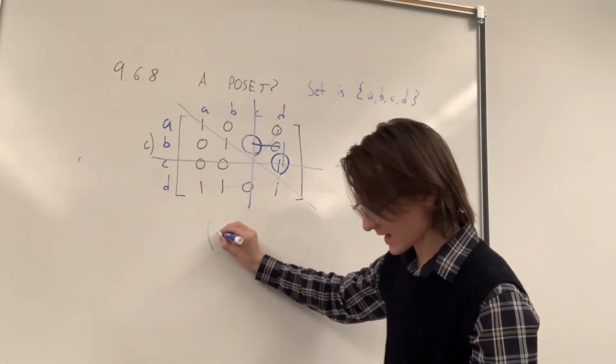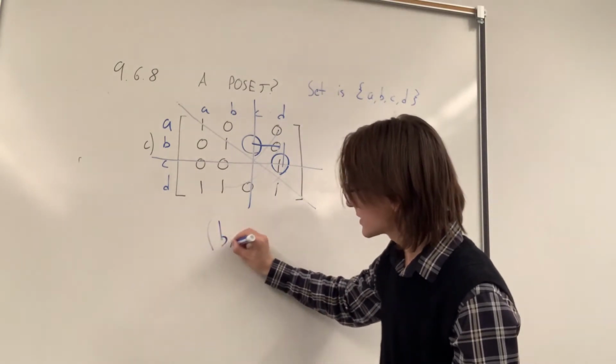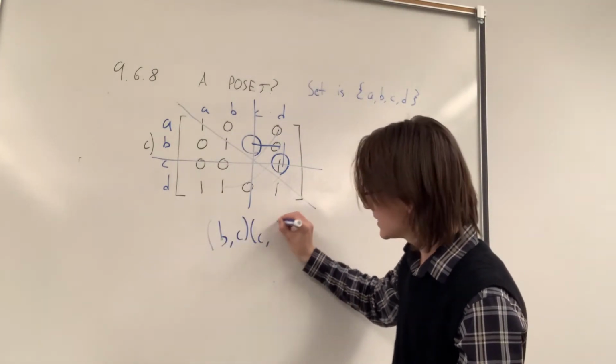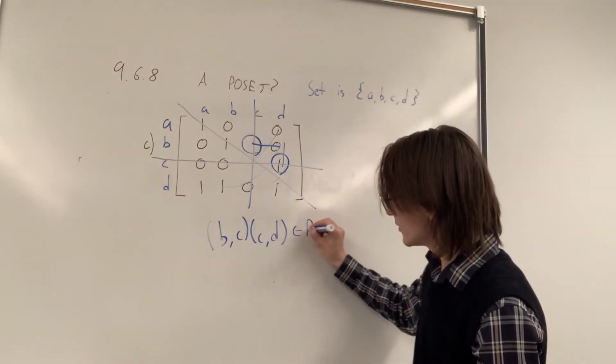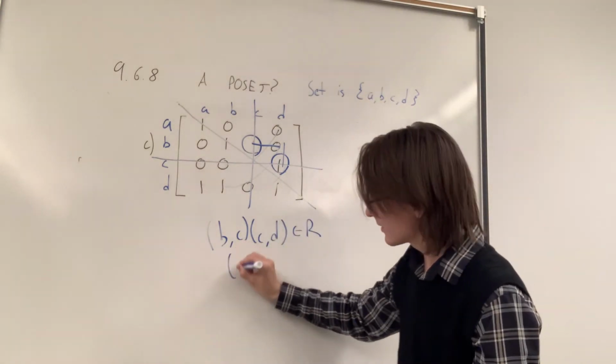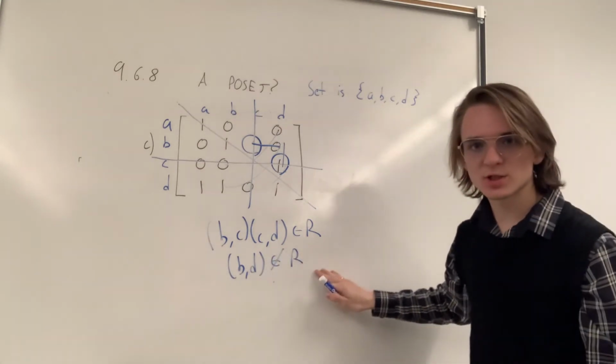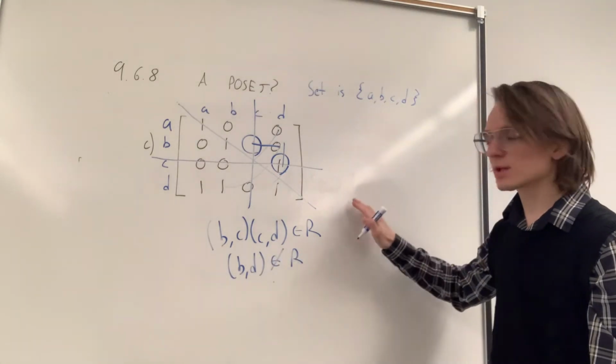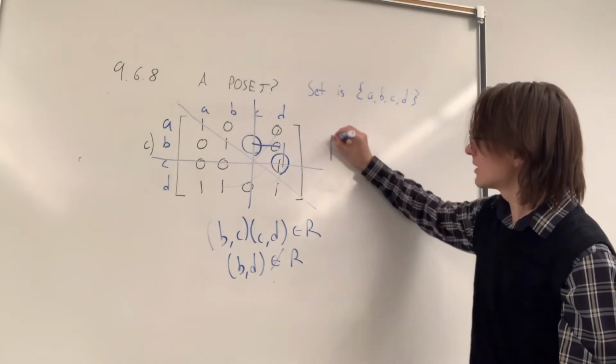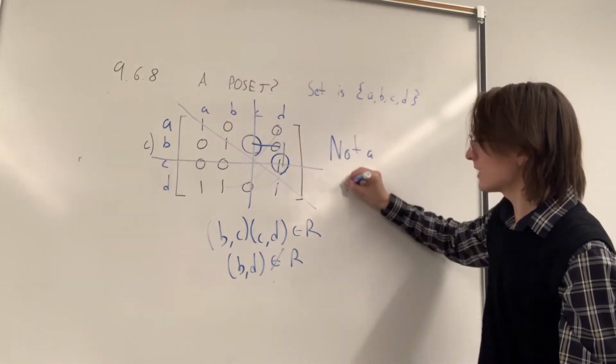For example, we have B comma C, we have C comma D, both in the relationship, but B comma D is not in the relationship. So by counterexample, this relationship is not transitive and not a poset.